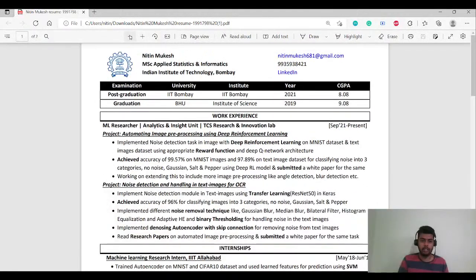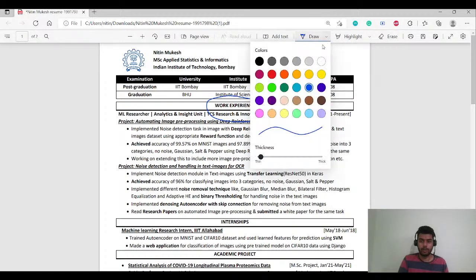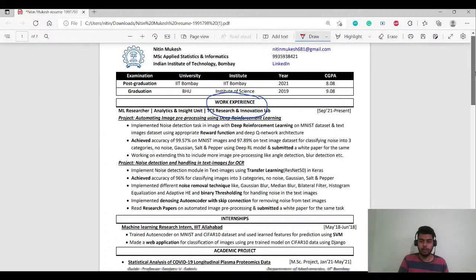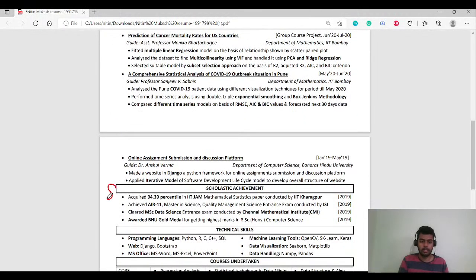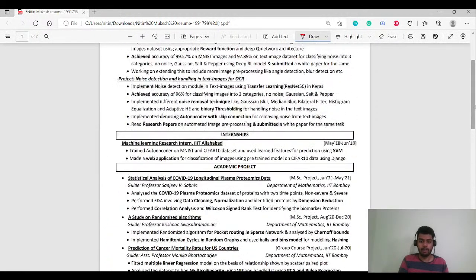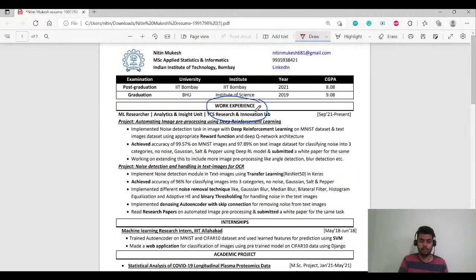And obviously, you can see that I have especially kept this work experience in the beginning. So people actually do this particular thing: if you have some experience, you don't keep the scholastic achievement first. As you can see, my scholastic achievement has come below, and my technical skills and all my projects too. The work experience is a new section that has come in the beginning. So I worked on two projects.